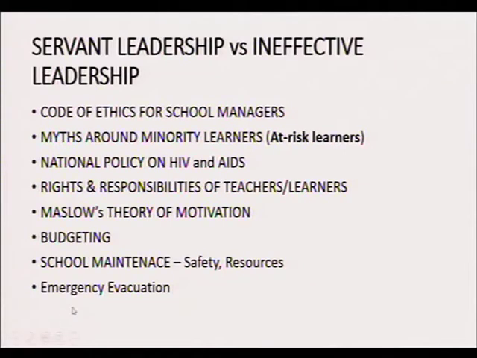And then another topic also is emergency evacuation. In case of emergency, what is the school policy? Or what is expected from all the teachers and learners to do in case of emergency? Emergency drills and so on. Those are topics that you can explore as you read through your study guide.